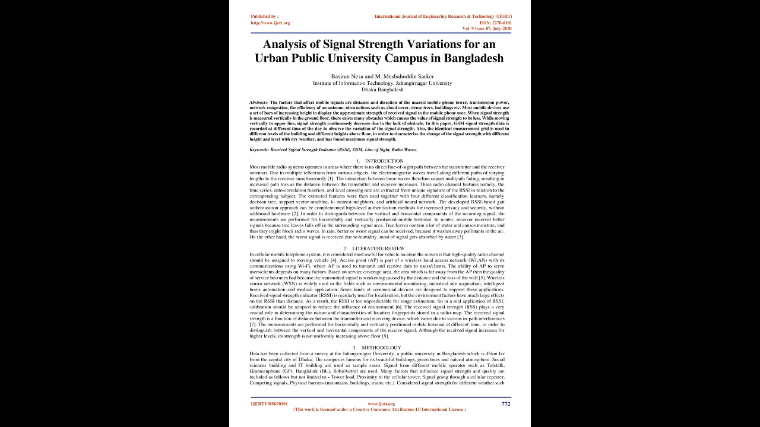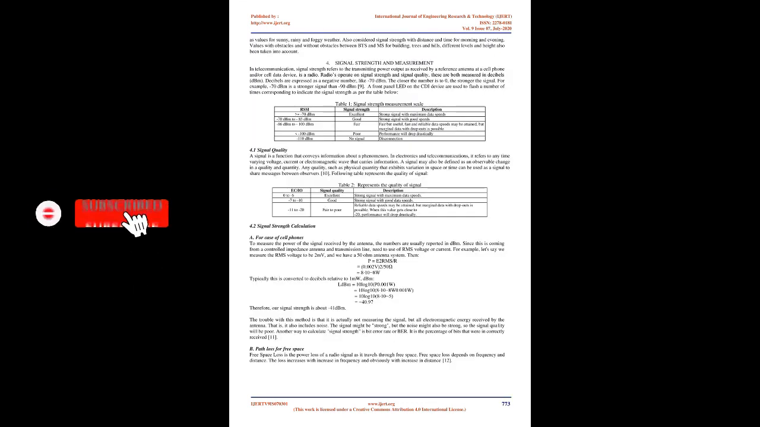Radio channel features, namely the time series, autocorrelation function, and level crossing rate, are extracted from the unique signature of the RSSI in relation to the corresponding subject. The extracted features were then used together with 4 different classification learners, namely decision tree, support vector machine, k-nearest neighbors, and artificial neural network. The developed RSSI-based gate authentication approach can complement high-level authentication methods for increased privacy and security, without additional hardware too.